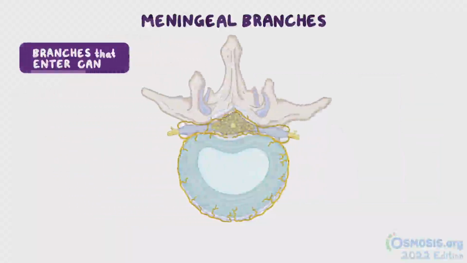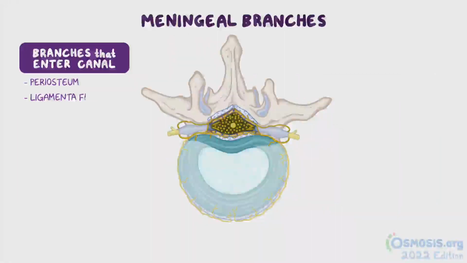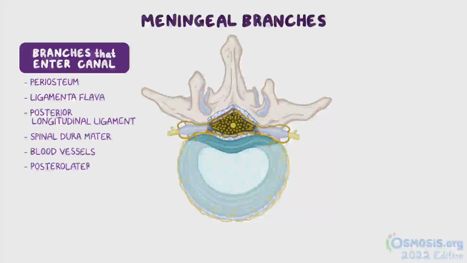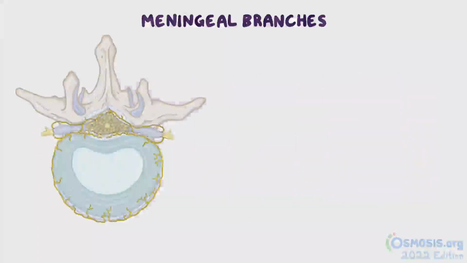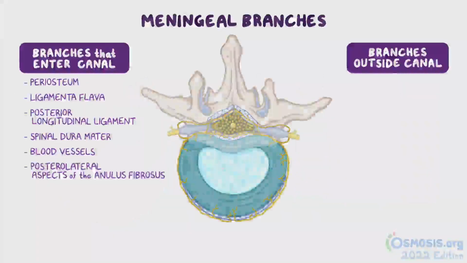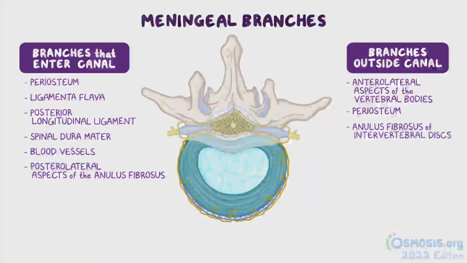Branches that enter the canal branch off and distribute fibers to the periosteum, ligamenta flava, the posterior longitudinal ligament, spinal dura mater, blood vessels, and the posterolateral aspects of the annulus fibrosus of the intervertebral disc. Branches that remain outside the canal innervate the anterolateral aspects of the vertebral bodies and their covering periosteum, the annulus fibrosus of the intervertebral discs, as well as the anterior longitudinal ligament.